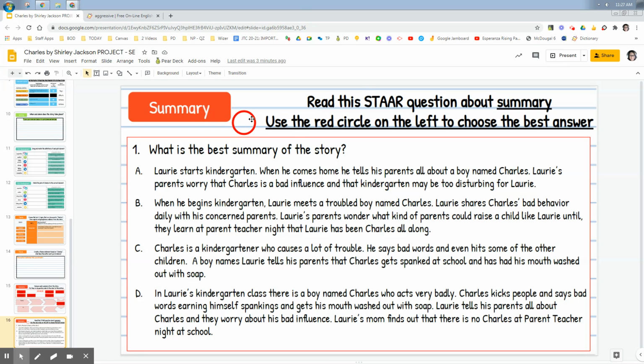So hopefully you've eliminated 2 answers, narrowed it down to 2 of the best, and then take this red circle up here, and then drag it to which answer choice you would like to circle. And this is the last slide, so make sure that you have done each slide correctly. And once you are done with the whole entire project, turn it in through Canvas.